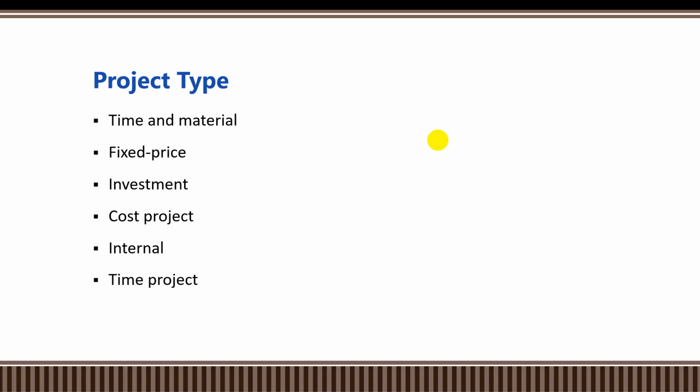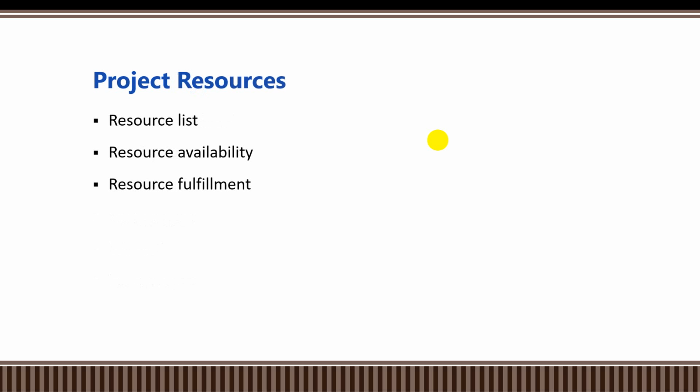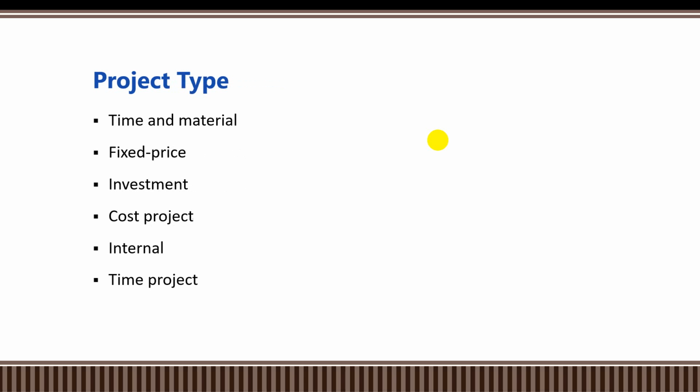Let us see what the project types are. First, we have time and material project. We have fixed price project. We have investment project. We have cost project. We have internal and time project. All of these are called project types. We will explain this in the sessions one by one.